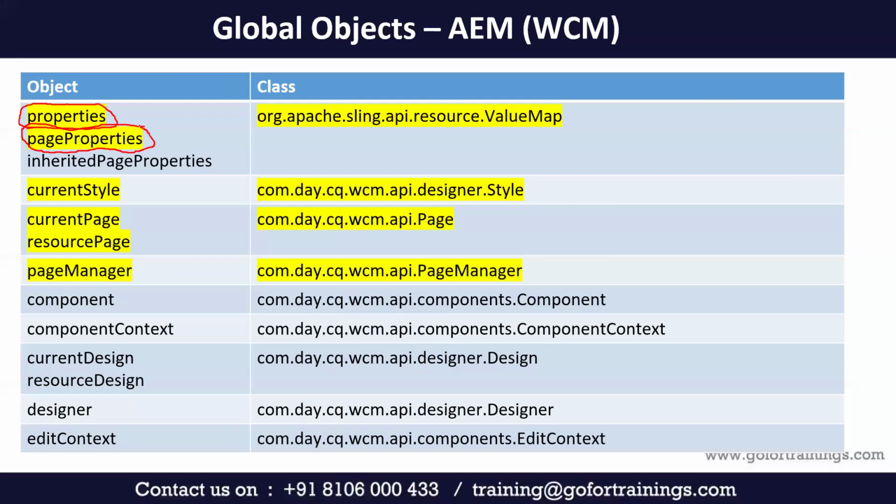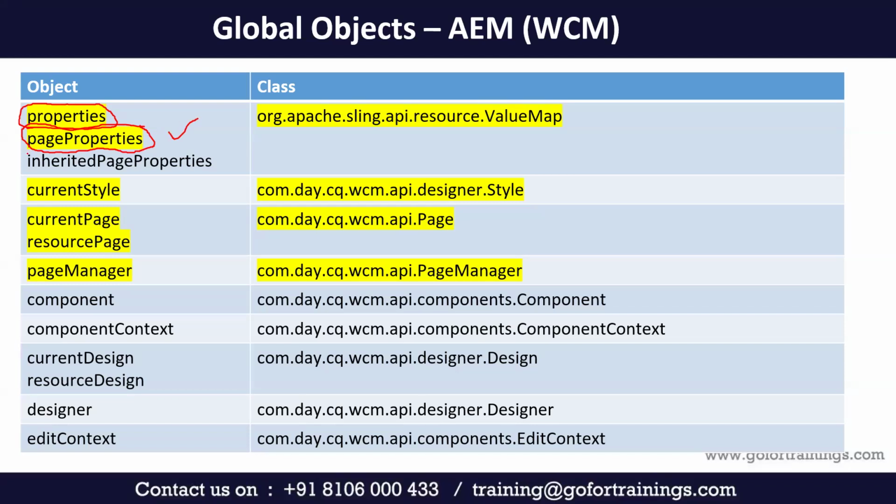in your component. Page level JCR content node properties in your component. Let's say if you use 10 components in your page, in all 10 components, the same object will be available because the page properties are the same for all 10 components of this page.